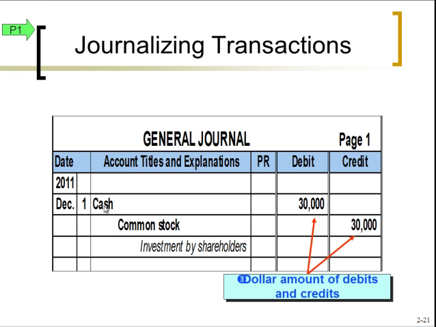And the other thing is that you can have more than one debit or more than one credit. They don't have to match as far as quantity of them. They just have to match as far as the dollar amount.